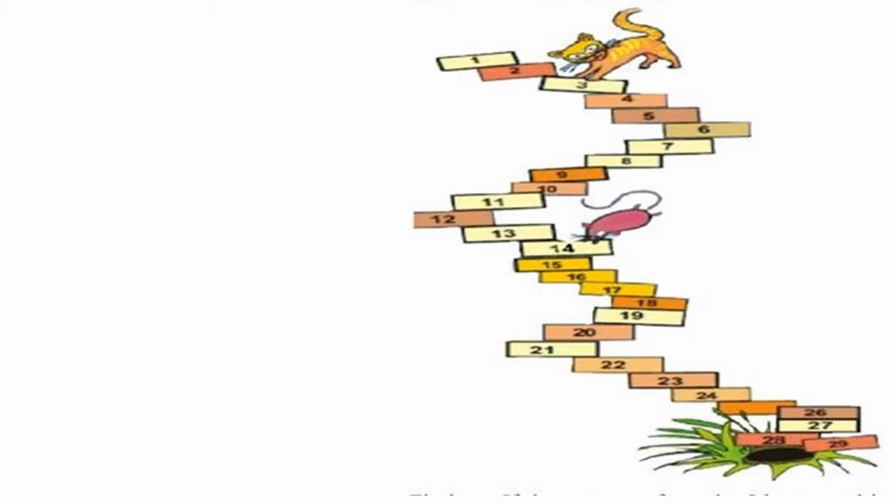So, where is the cat? It is on the third step. Where is the mouse? It is on the 14th step. The steps go up to 29. After the 29 there is one hole. The 30th step is the hole. Let's have some questions using this picture. So observe the picture carefully.